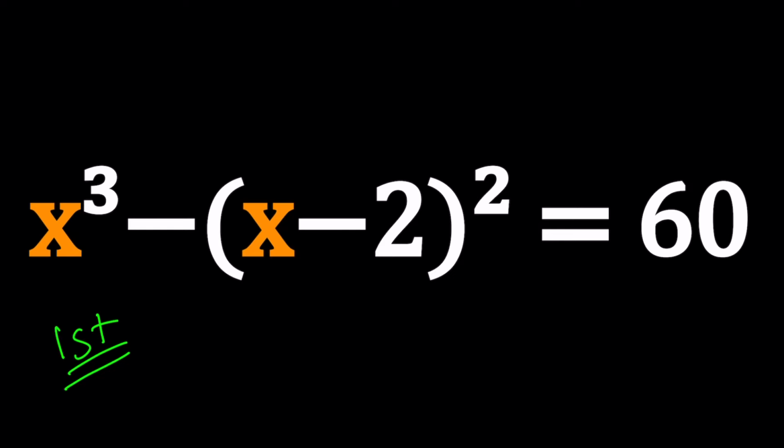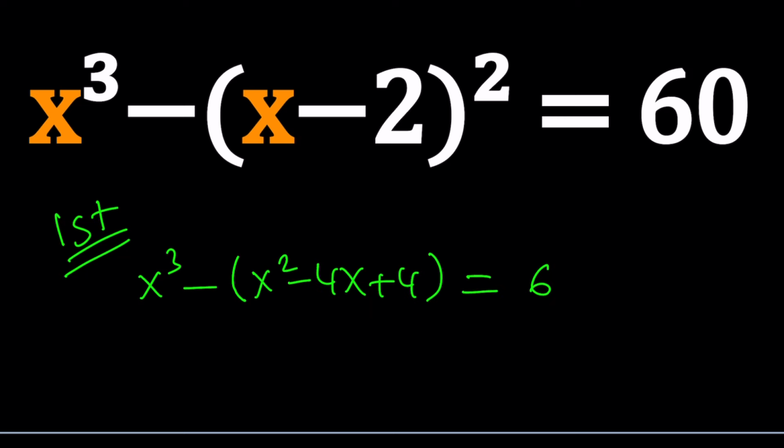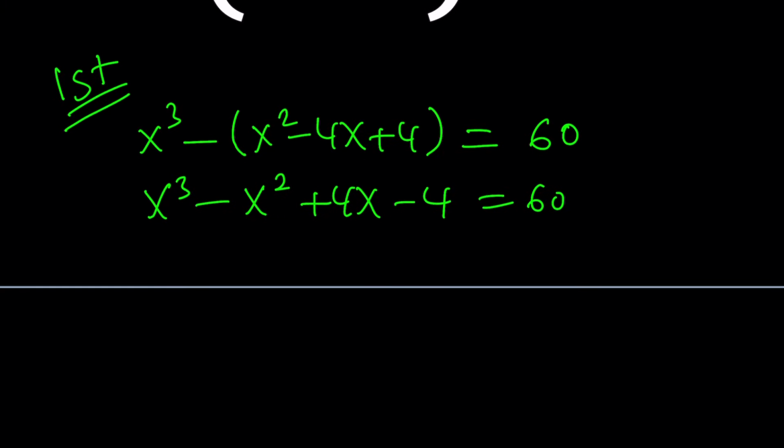So my first method is usually very straightforward, just expand everything. x³, if you subtract from it x² − 4x + 4, and then set it equal to 60. Let's simplify this. x³ − x² + 4x − 4 = 60. Let's put everything on the same side. x³ − x² + 4x − 64 = 0.